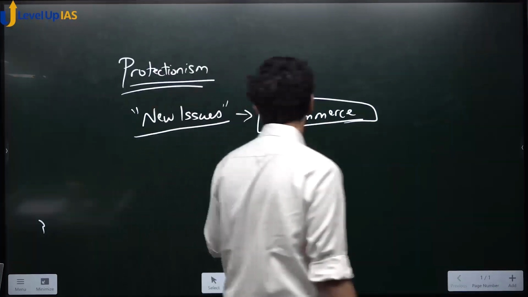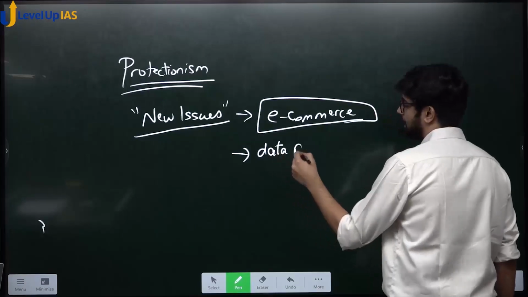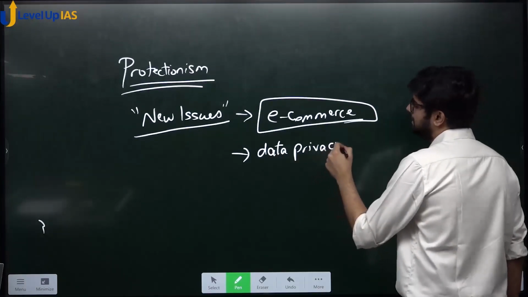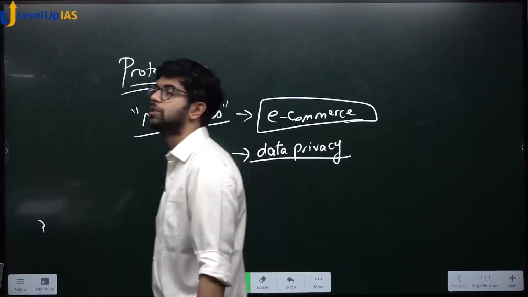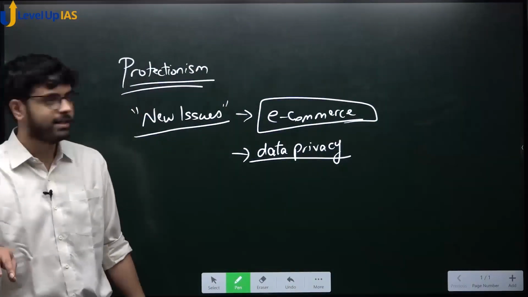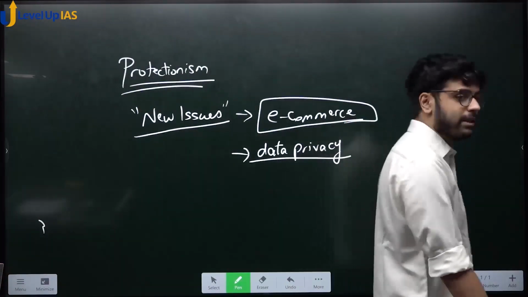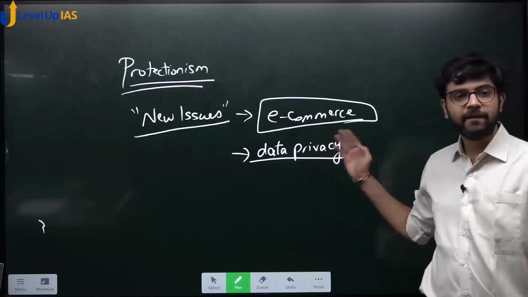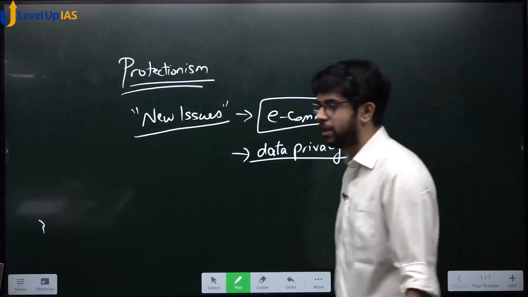Okay? So one more issue, which is a new issue, is about data. Data privacy. These are not technically related to economics, but are more issues relating to science and governance. Data privacy and all of that. So what is data privacy? My data, I have the right to that data. You companies, you don't have the right to that data.